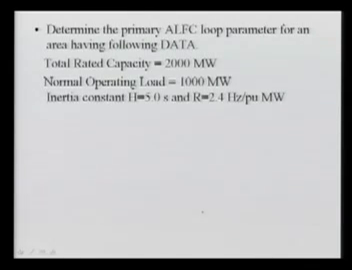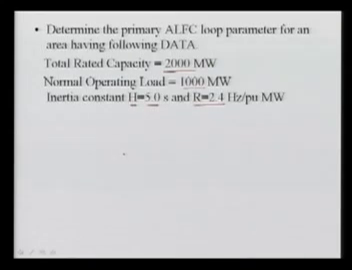Here, the example is that we have to determine the primary ALFC, that is the automatic load frequency control loop parameter, for an area having the following data. The total rated capacity is 2000 megawatt. Normal operating load is 1000 megawatt. Inertia constant H is given here, that is 0.5 second, and your R, that is regulation, is given as 2.4 hertz per per unit megawatt.